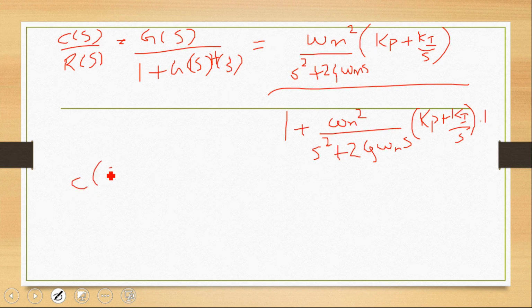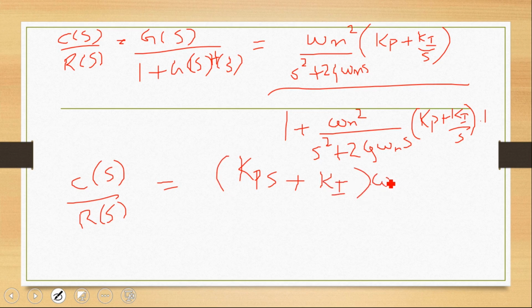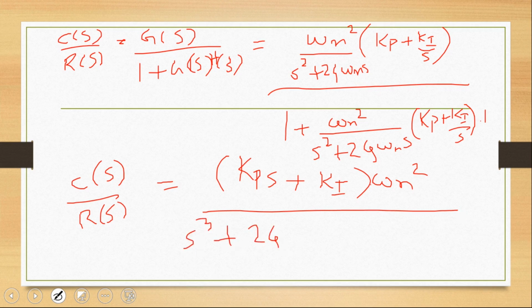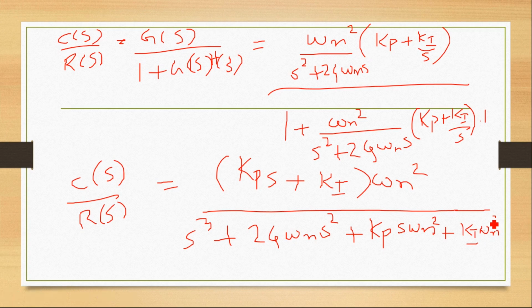So if we simplify this, we get C of S by R of S as Kp into S plus Ki into omega n square divided by S cube plus 2 zeta omega n S square plus Kp S into omega n square plus Ki omega n square. Now if you look, our denominator, which is the characteristic equation, the power of S is 3. That means it is a third order equation.